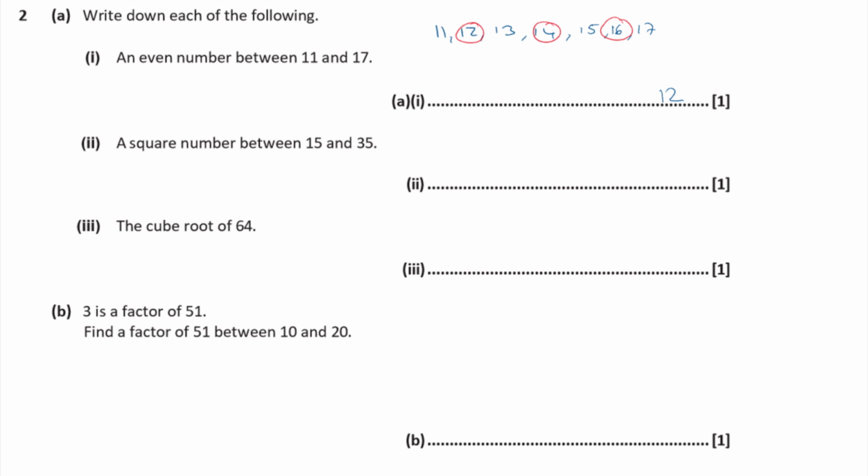A square number between 15 and 35. Well, the square numbers start off 1 times 1 is 1, 2 times 2 is 4, 3 times 3 is 9, 4 times 4 is 16, 5 times 5 is 25, 6 times 6 is 36.